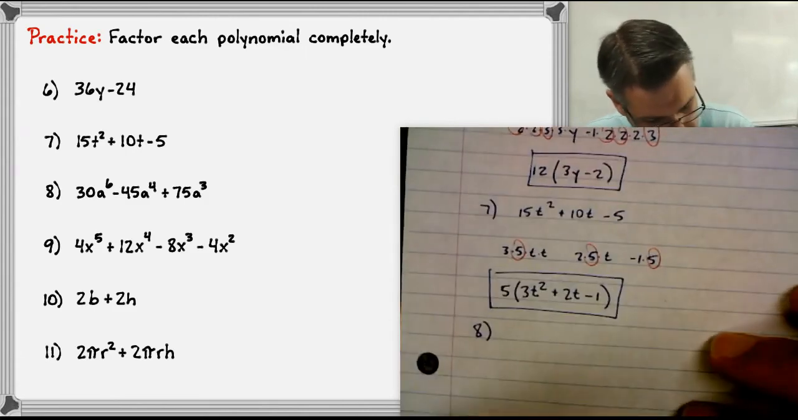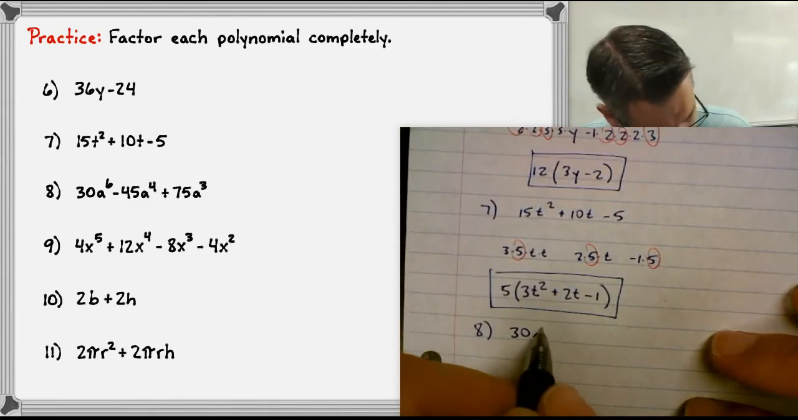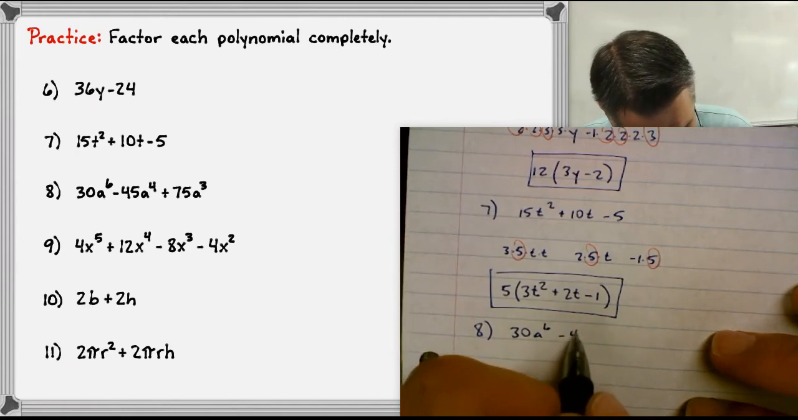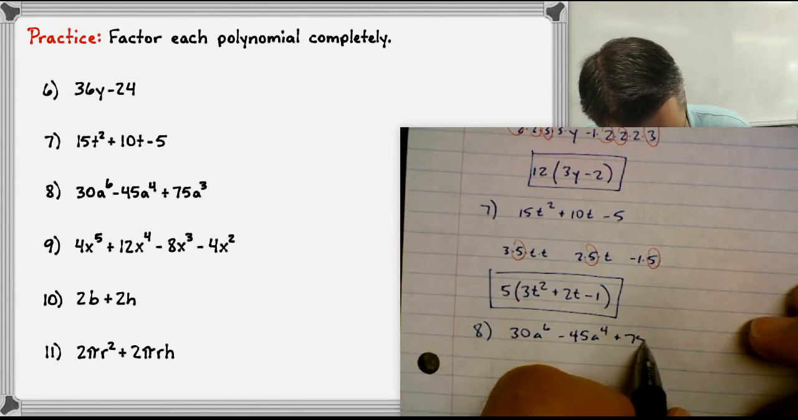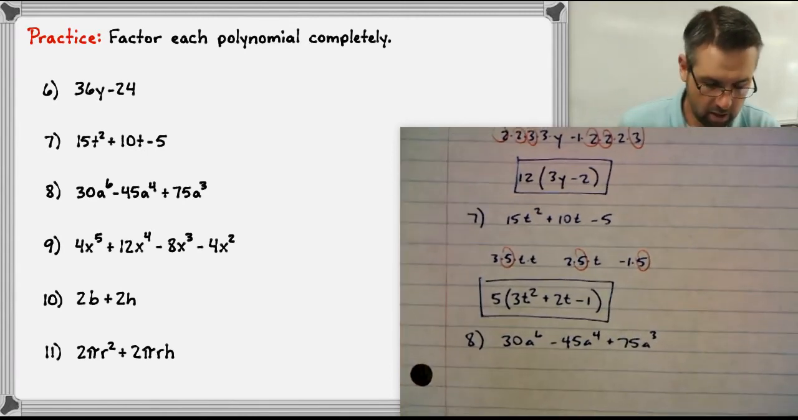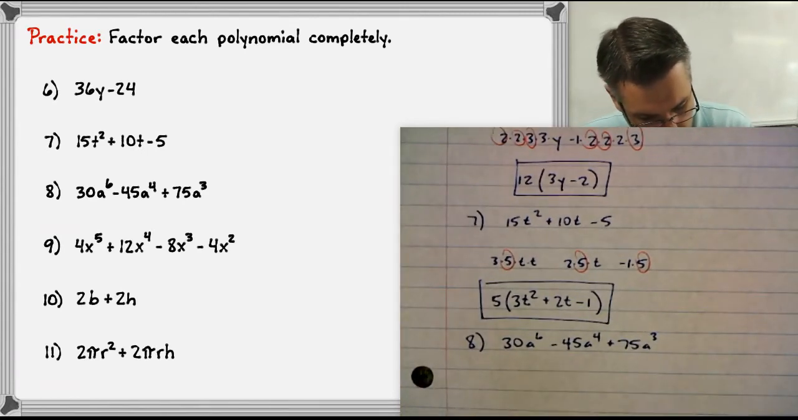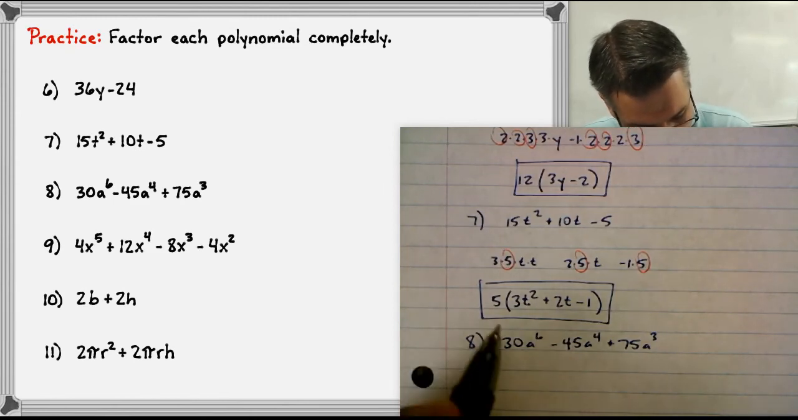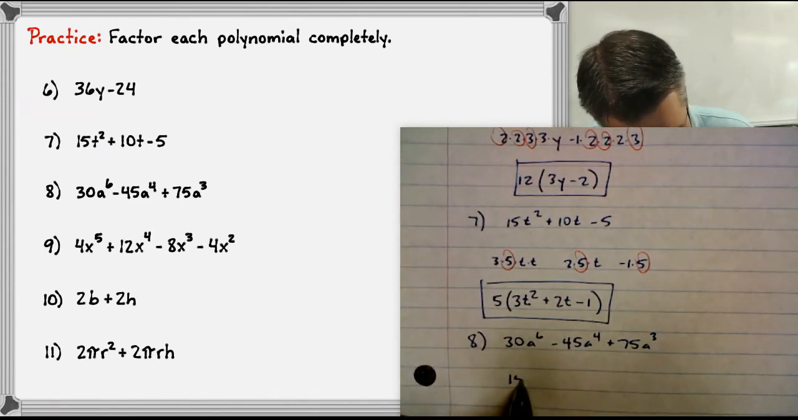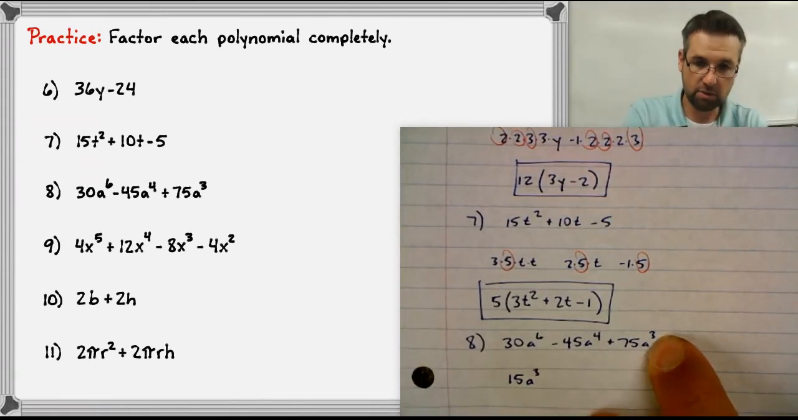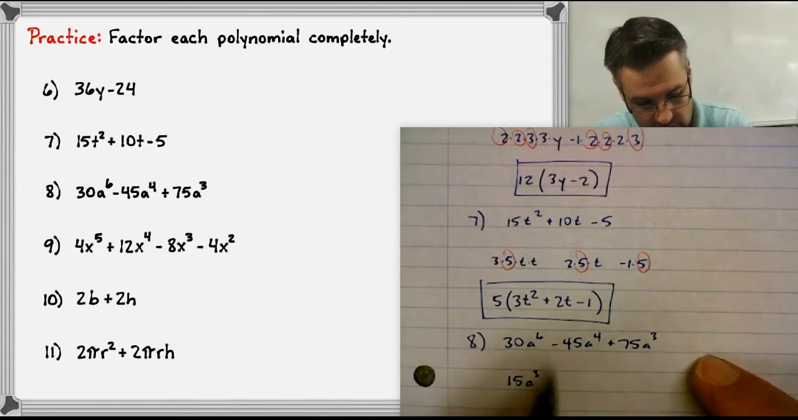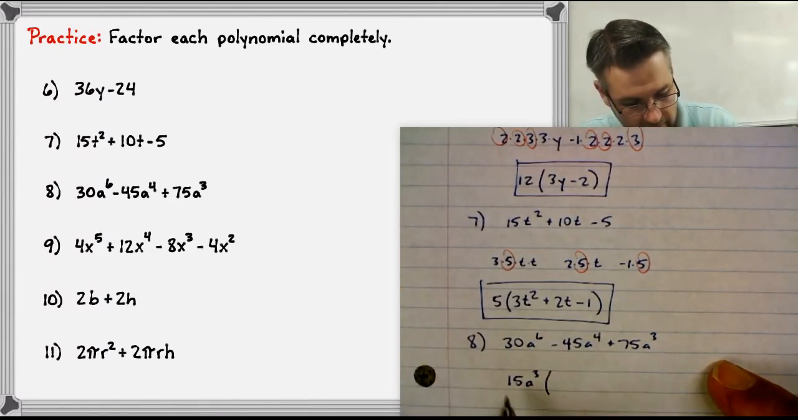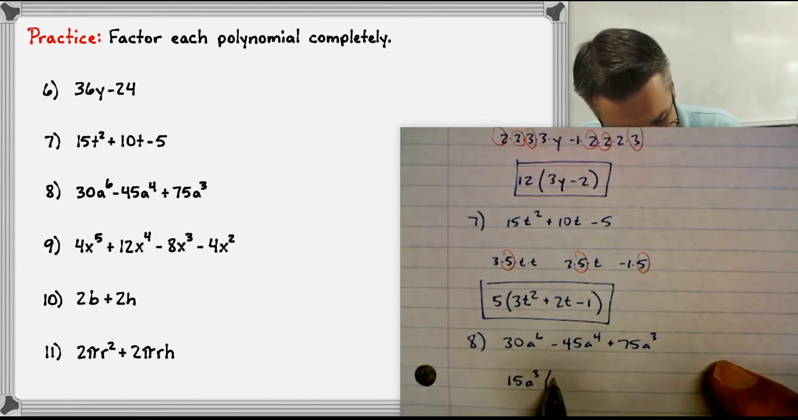For number 8, we have 30a to the 6th, minus 45a to the 4th, plus 75a cubed. Well, I'm going to kind of skip over this one. The GCF of this is going to be 15a to the 3rd. I knew a to the 3rd because that's the lowest exponent. This one's divisible by 15, so is that one, so is that one. So now we've got to figure out what's left over. Well, 15 times what gives us 30? That would be 2.